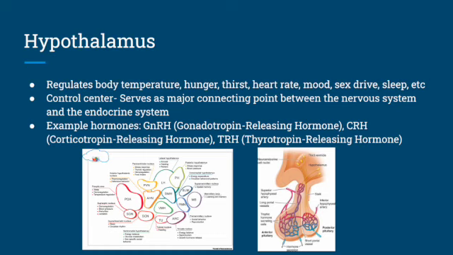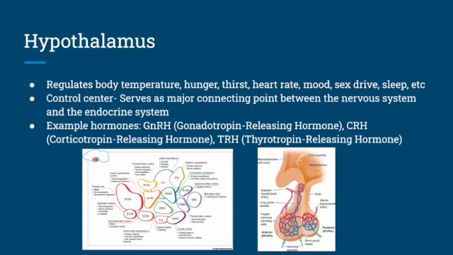You can see it covers an impressively wide amount of bodily functions. The ones that we are going to focus mostly on today are its ability to produce hormones like GnRH, which is gonadotropin releasing hormone, CRH, which is corticotropin releasing hormone, and TRH, which is thyrotropin releasing hormone.